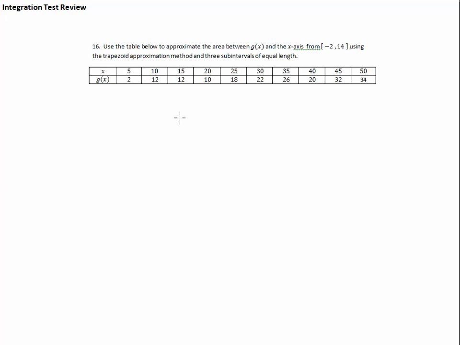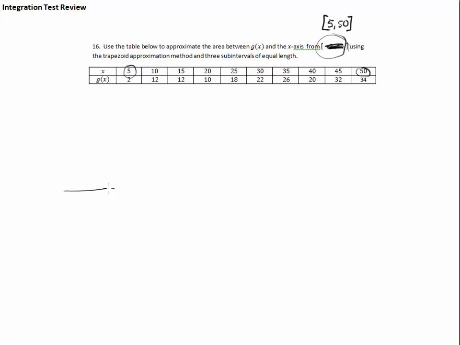All right, so let's do this one. Use the table below to approximate the area between g of x and the x-axis from -2 to 14. This should say, okay, I just found a typo, from 5 to 50. I changed these numbers and forgot to change those numbers. That was a typo on my part. Okay, cross that off. Using the trapezoid approximation method with 3 subintervals of equal length.